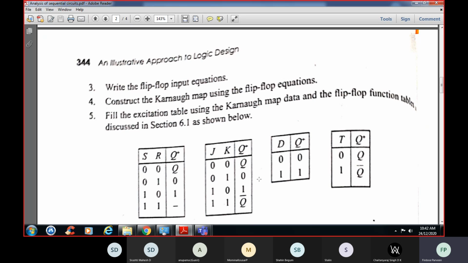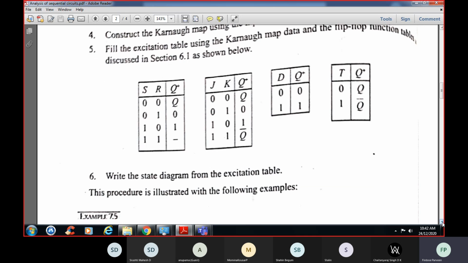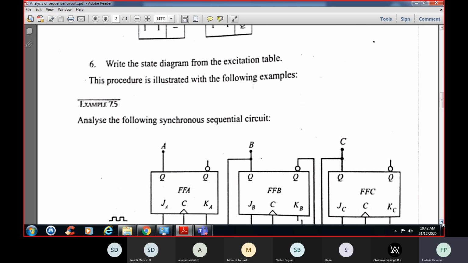So these are the flip-flops function tables. Okay. So then next, what is the next step? Write the state diagram from the excitation table. So let us see first how it is.